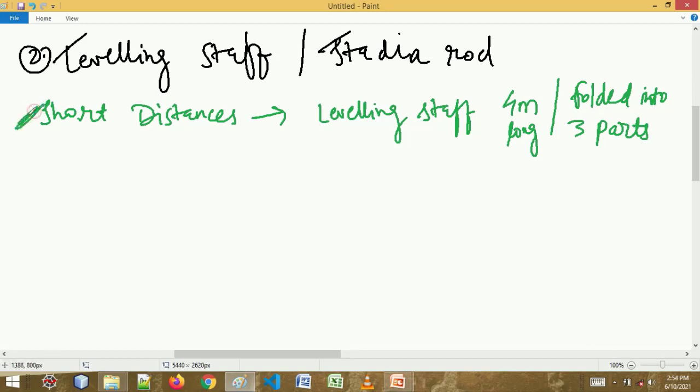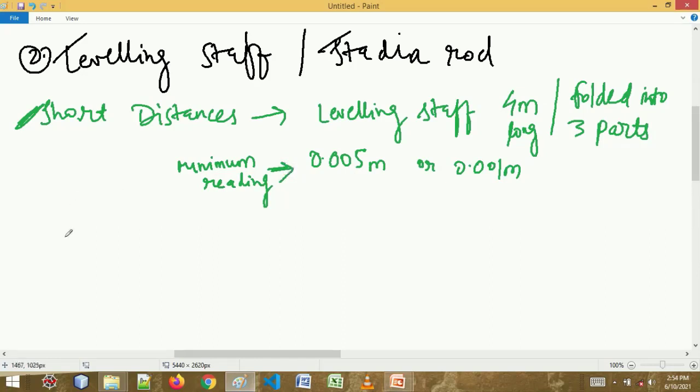The graduations are so marked that a minimum reading of 0.005 meter or 0.001 meter can be taken using this leveling staff. So this is the minimum reading which can be taken using the leveling staff.